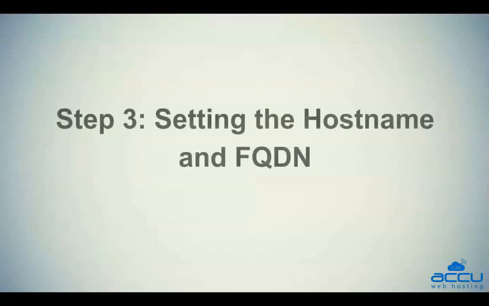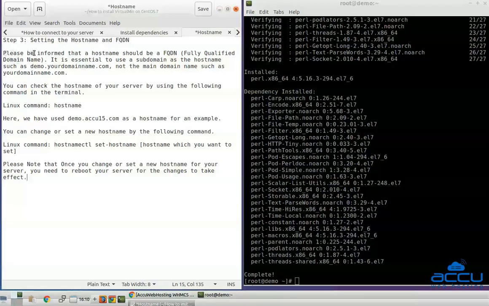Step 3. Setting the hostname and FQDN. Please be informed that a hostname should be a FQDN, fully qualified domain name. It is essential to use a subdomain as the hostname such as demo.yourdomainname.com, not the main domain name such as yourdomainname.com. You can check the hostname of your server by using the following command in the terminal.